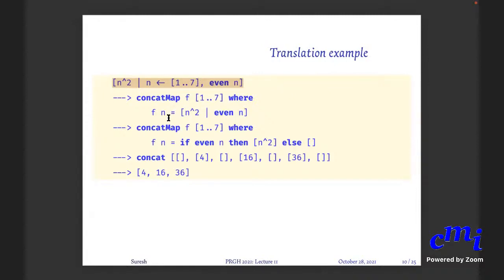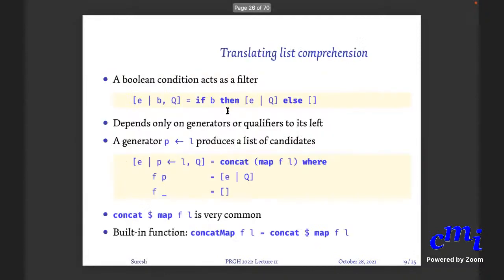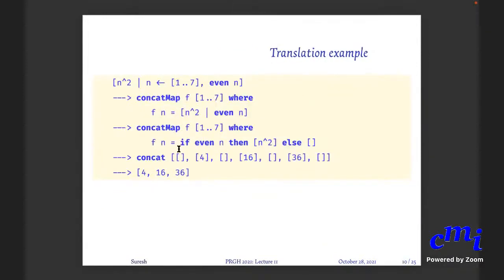So now this is nothing but concatMap of f on 1..7, where this is again the list comprehension notation. But there is just one small thing. Remember this is like: if b, then this, else that. So you will say if even n, then n squared, the list consisting of n squared. This is the singleton list. Else, the empty list. So now concatMap of f on this, where f is this.